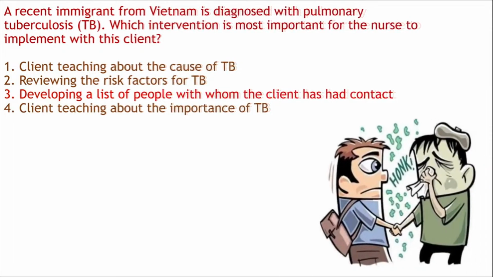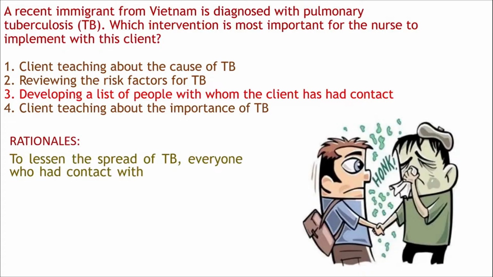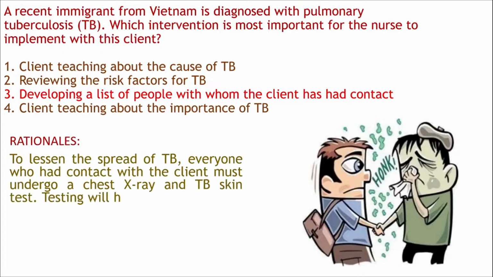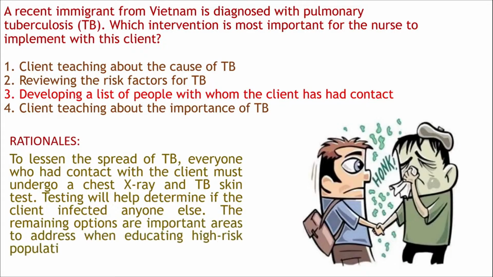Correct answer is 3. Developing a list of people with whom the client has had contact. Rationales. To lessen the spread of TB, everyone who had contact with the client must undergo a chest X-ray and TB skin test. Testing will help determine if the client infected anyone else. The remaining options are important areas to address when educating high-risk populations about TB prior to its development.